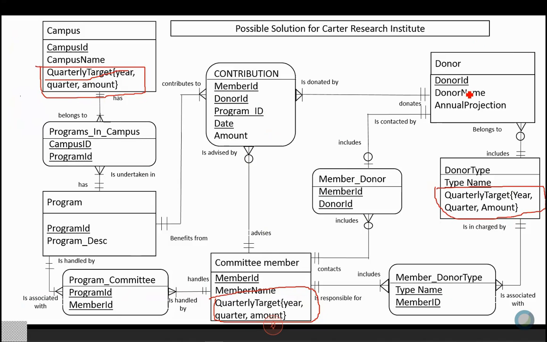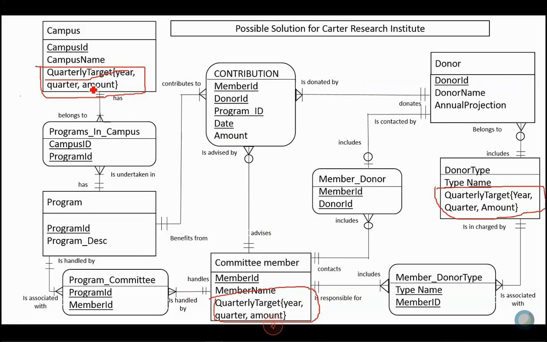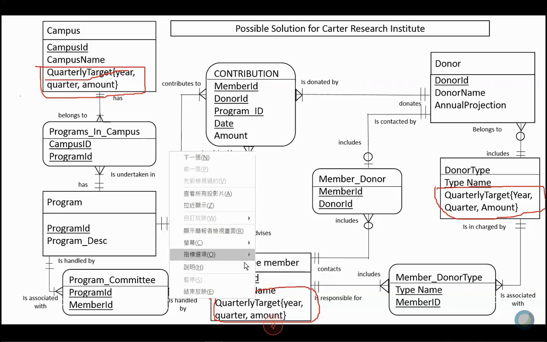I'm not sure all of you successfully captured this, because this is really the first time a multi-valued attribute appears. It's really a composite attribute. It talks about, for example, a specific campus. Now, let me give you one example.